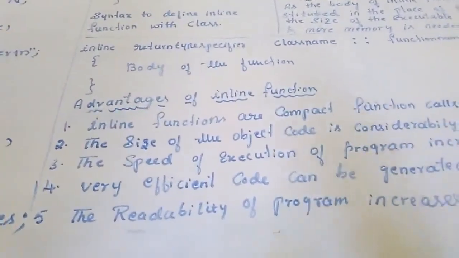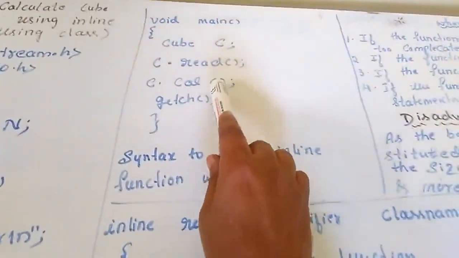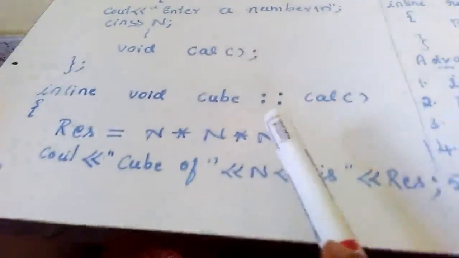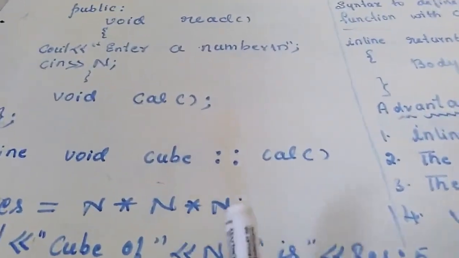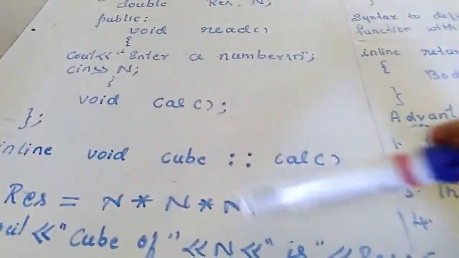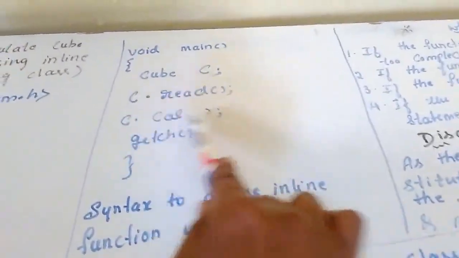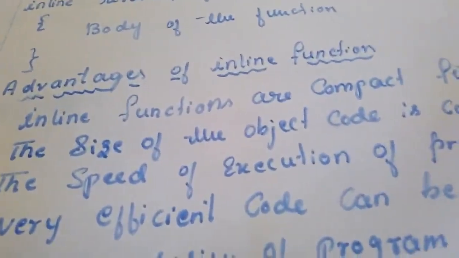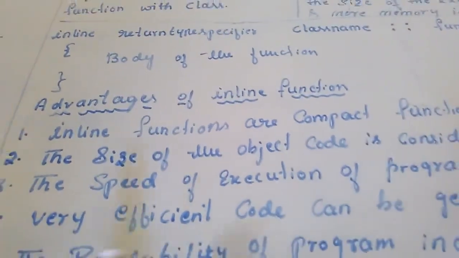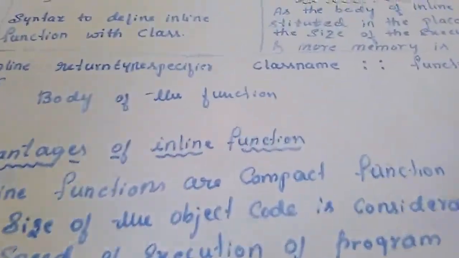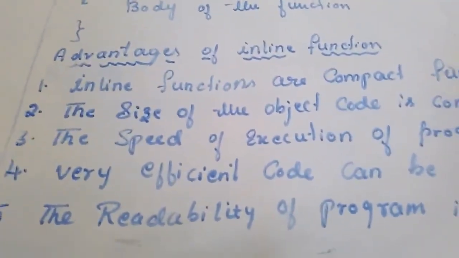What does it mean? Instead of transferring control from the calling function to the called function, C.cal is a function call and the function definition is here. Instead of transferring control from the calling function to here, this code will be replaced at the call. The function call is replaced by the actual code, so the execution time is less and code execution is fast, and very efficient code can be generated. So we can think of the logic that should give a result within one or two statements.